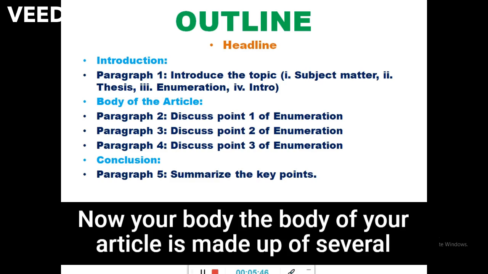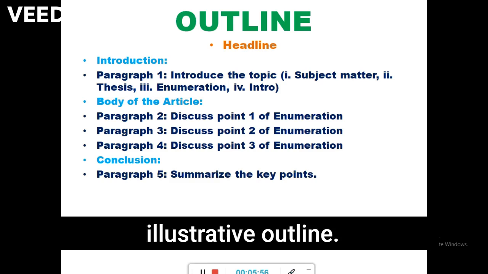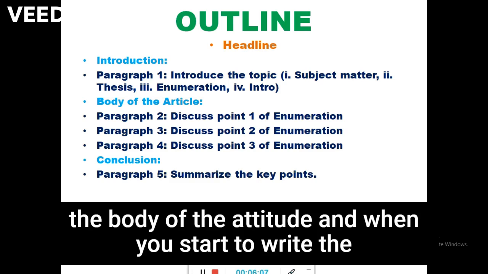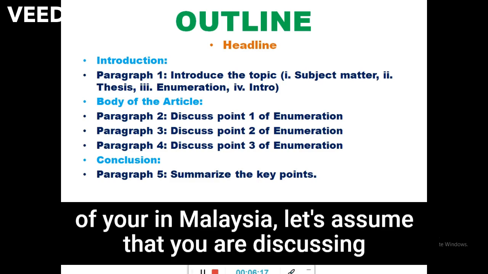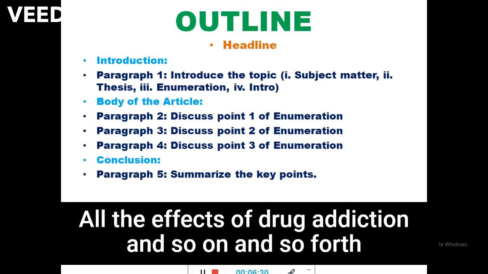Now, the body of your article is made up of several paragraphs. It could be 3 paragraphs, as we have in this illustrative outline. We have paragraph 2, paragraph 3, and paragraph 4 constituting the body of the article. And when you start to write the body of your article, in paragraph 2, you discuss point 1 of your enumeration. Let's assume that you are discussing the causes of road accidents, or the causes or the effects of drug addiction, and so on and so forth.